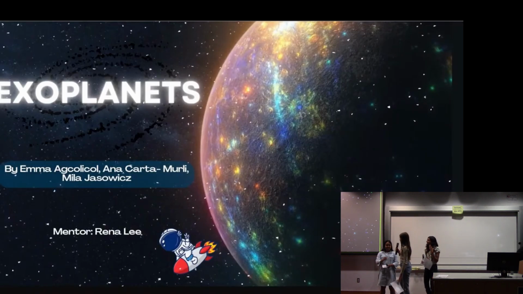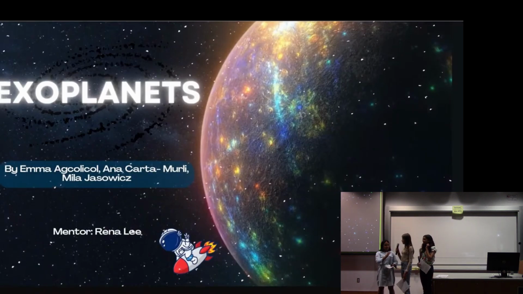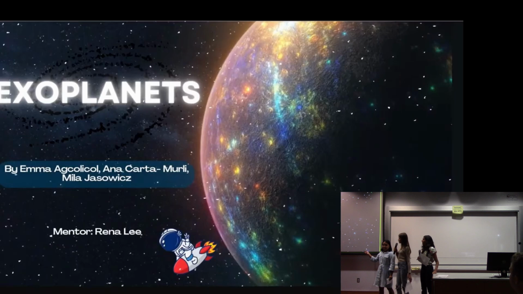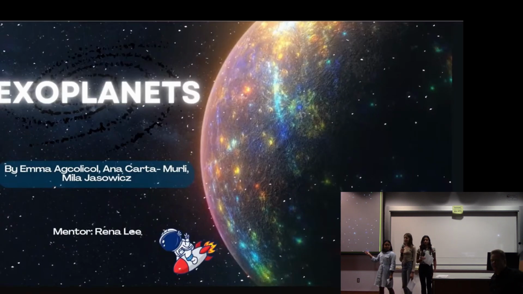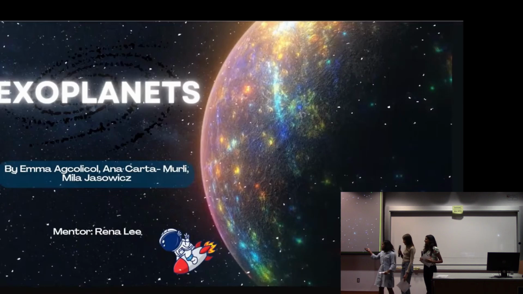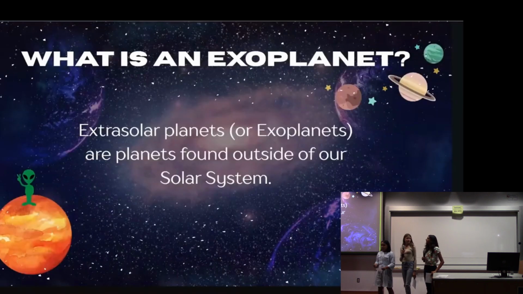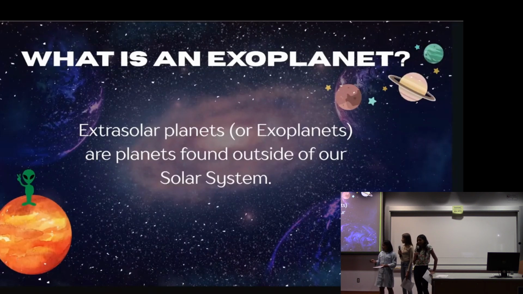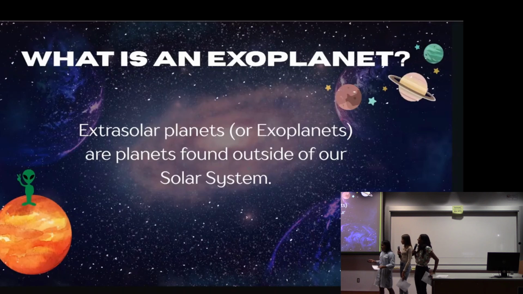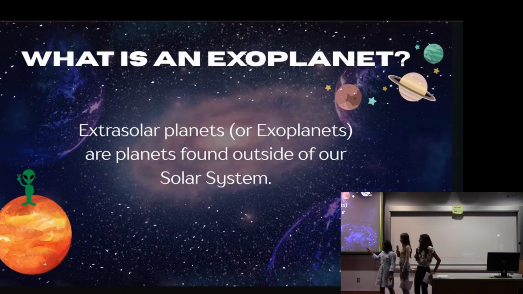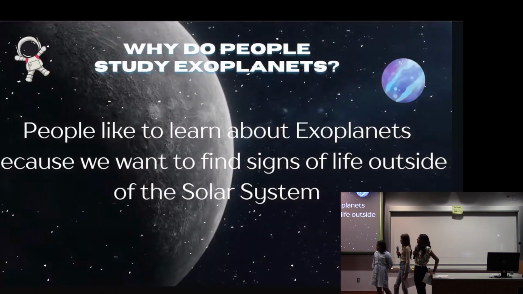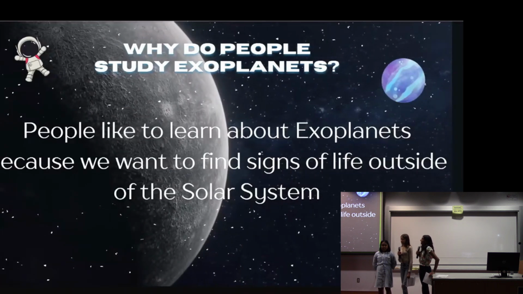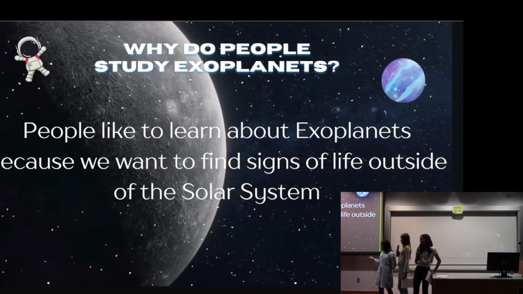Exoplanets by Emma Kalikal, Anna Kartamerli and Mila Jasovich, and our mentor is Ray Ali. What is an exoplanet? Extrasolar planets, or exoplanets, are planets found outside of our solar system. Why do people study exoplanets? People like to learn about exoplanets because we want to find signs of life outside of our solar system.